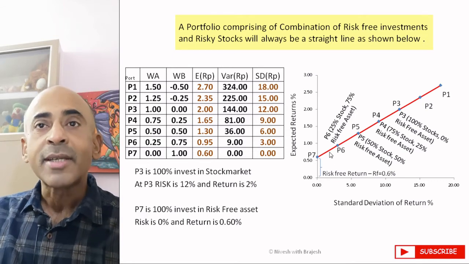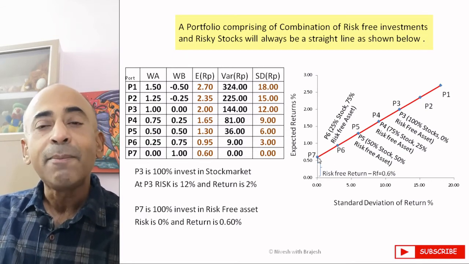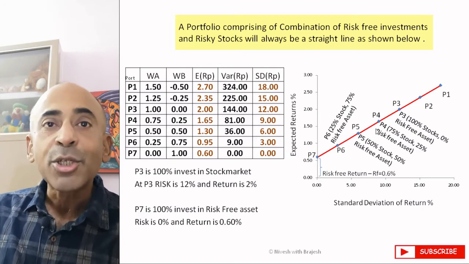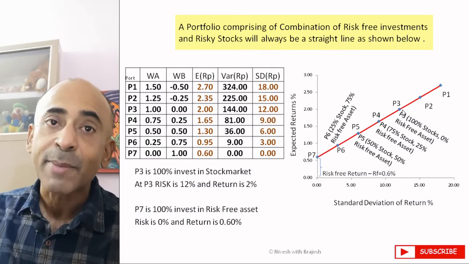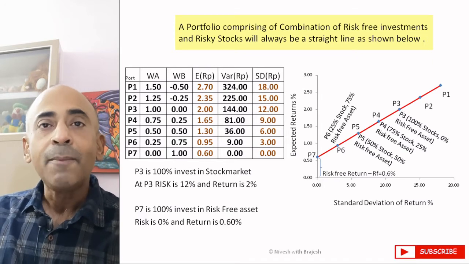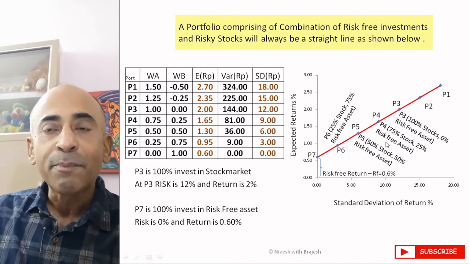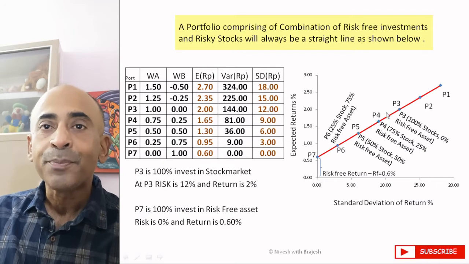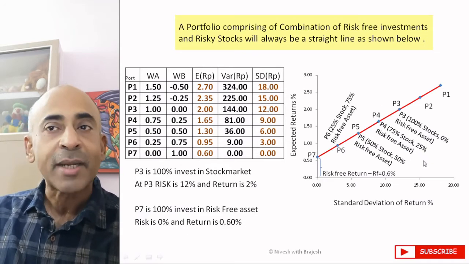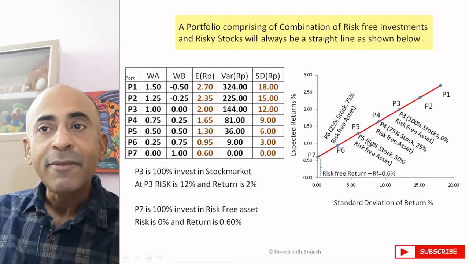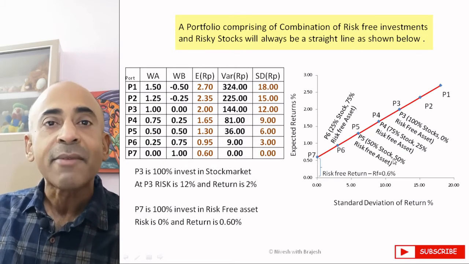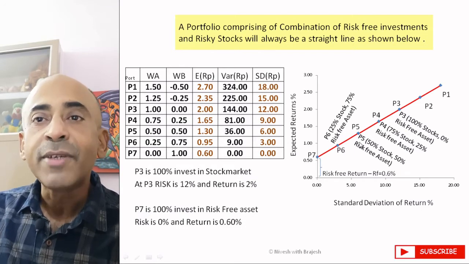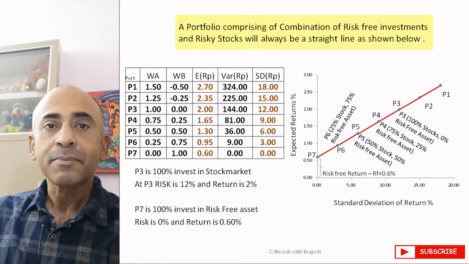Now, the point to note here is that the line is divided between P7 and P3 in the ratio of their weights of investments in the two types of assets respectively. For example, at 3/4 distance from P7, that is point P4, the investment into the stock market is 3/4 of the total investment. At P5, that is at the midpoint between P3 and P7, the investments are 50 and 50 in both types.